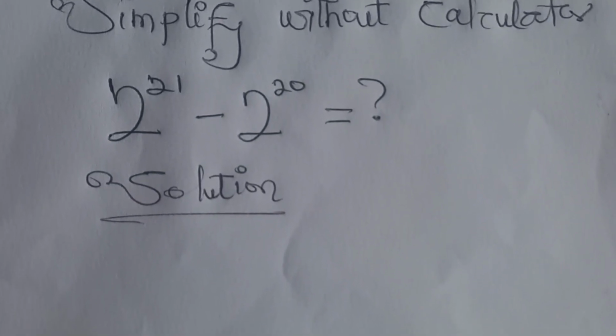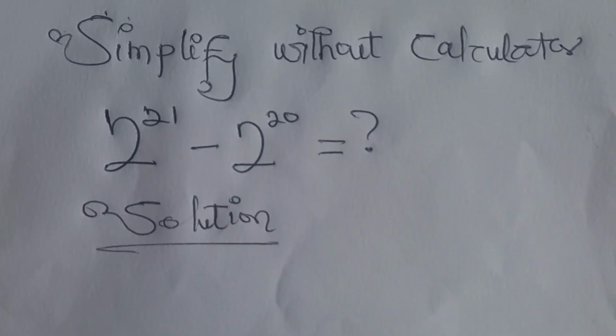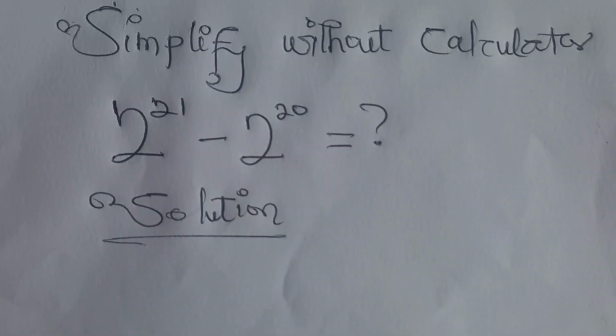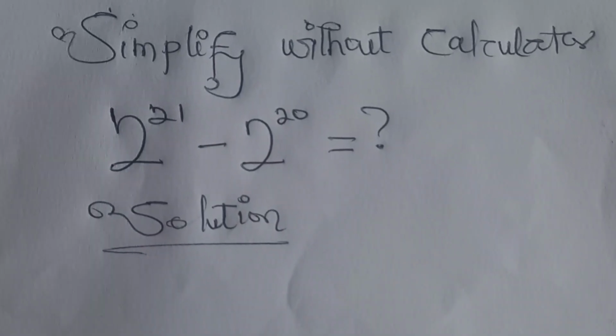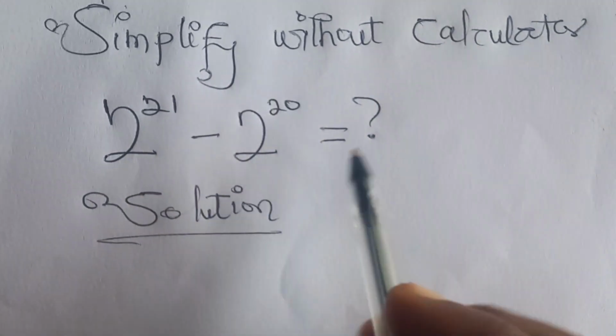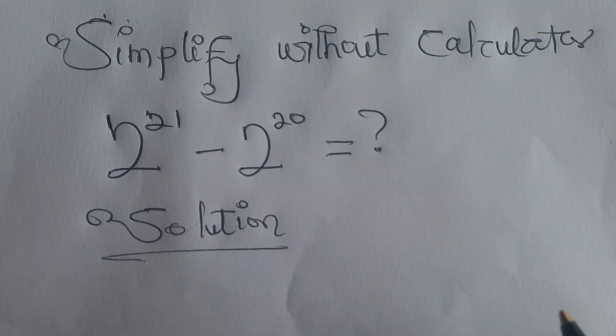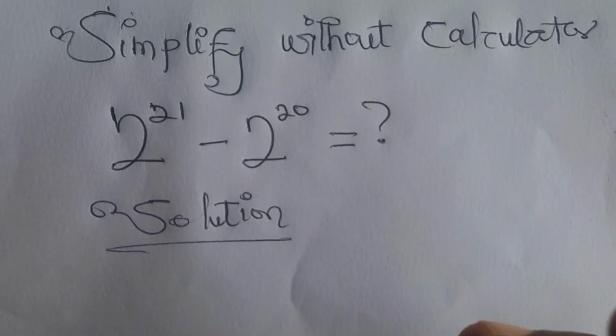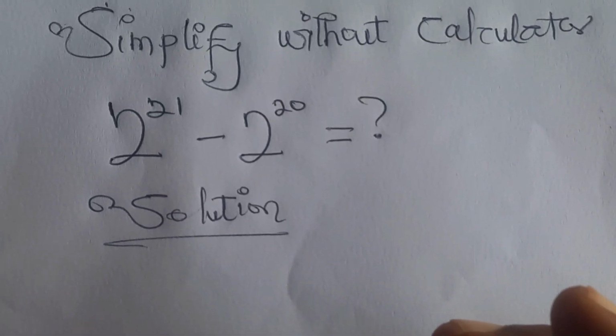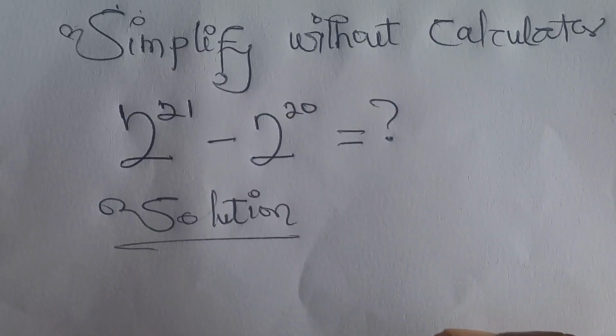Hello, welcome back. So today we are simplifying this question without using a calculator: 2 exponent 21 minus 2 exponent 20. So we are going to use this method to solve. Please, if you have any other method, you can also share it under the comment section.